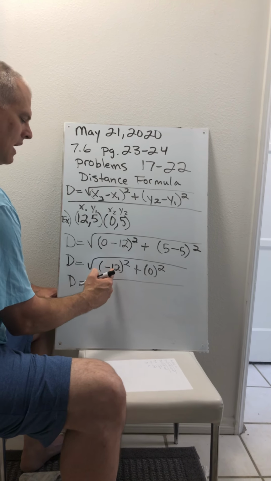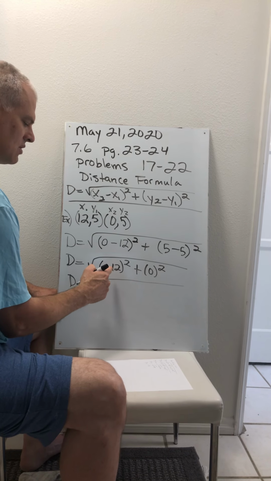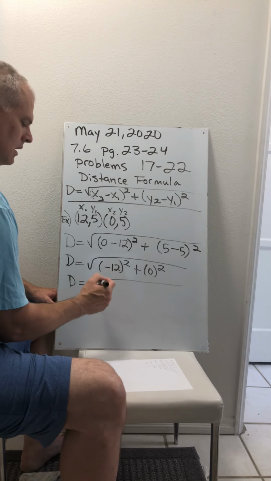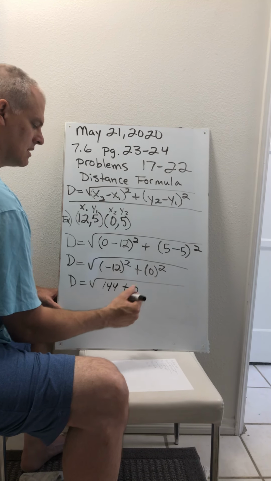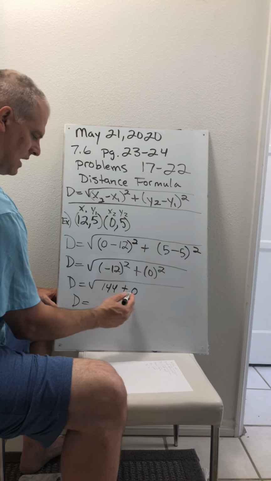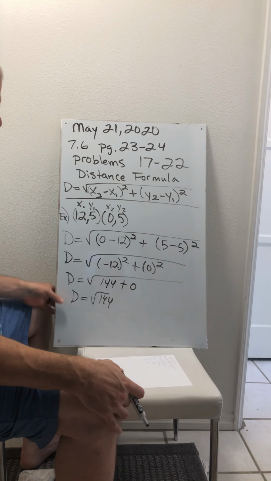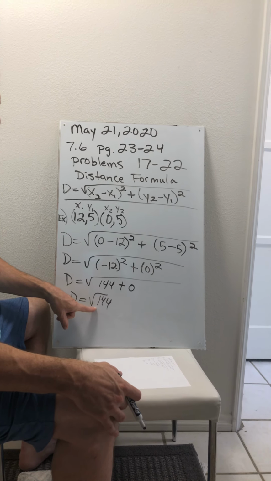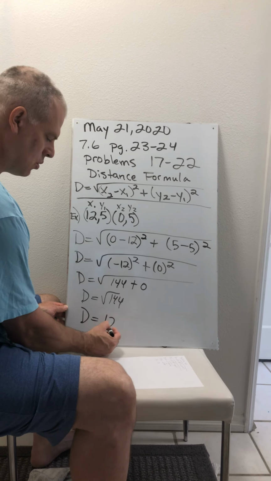I multiply by doing negative 12 to the second power. That really means negative 12 times negative 12. So I get 144 plus 0, because 0 squared is 0. So d equals, when I add them up, I just get 144. So you take your calculator and you take the square root of 144. When you do that, you get d equals 12.